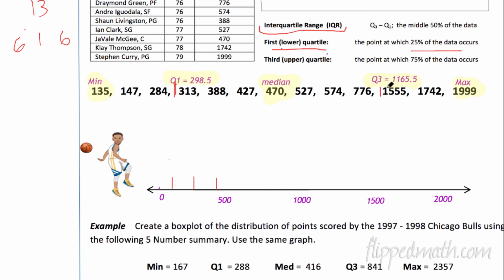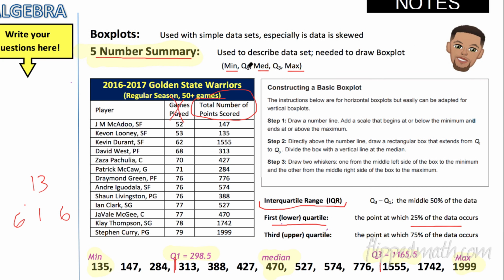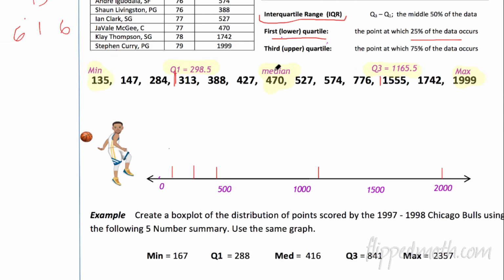What else we got? 1165. This is going to be close. I got it. Remember, we're just trying to get it close here. And the maximum is 1999, which is basically 2,000. Now, you draw your 5 numbers from the 5-number summary. The minimum, the first quartile, the median, third quartile, the maximum.